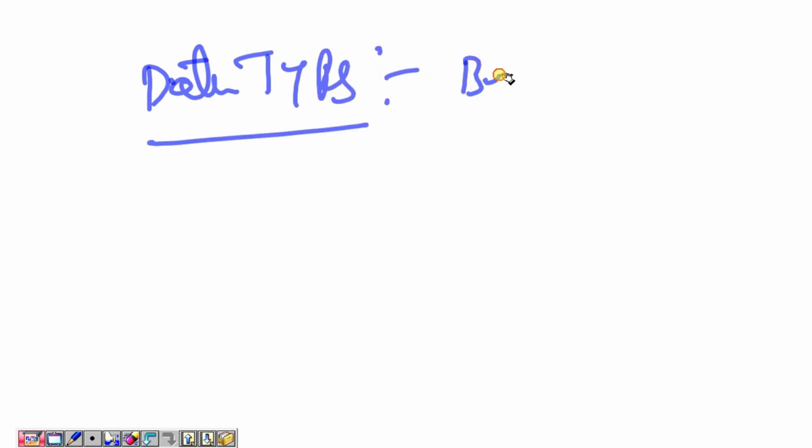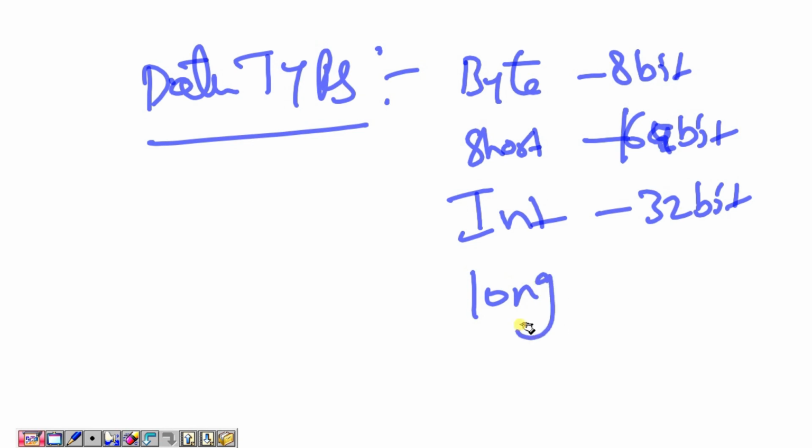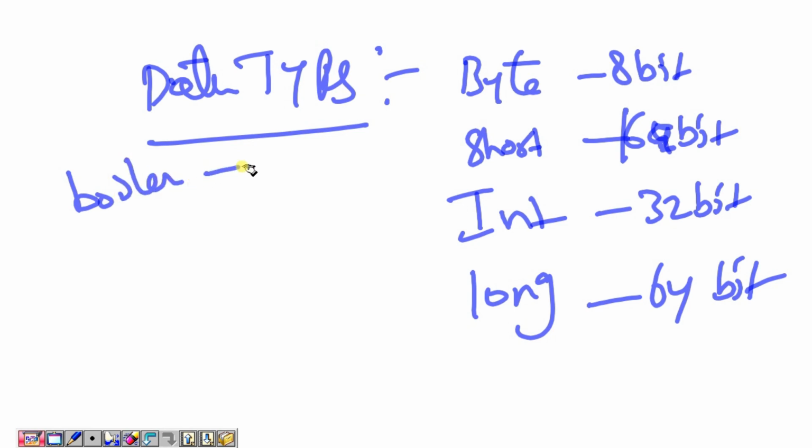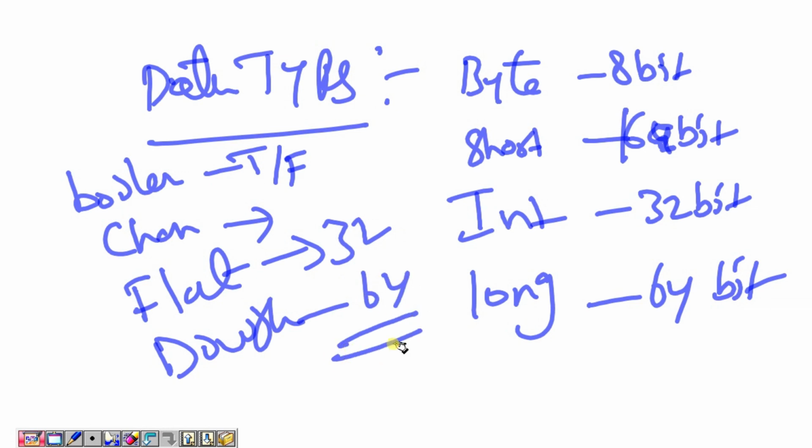This is a byte, it can store 8-bit data, and short, it can store 16-bit data, and integer, it can store 32-bit data. Long, it can store 64-bit data. Coming to the boolean, it can store either true or false. Char, it can store a single value. The other ones are float and double, for decimal points, 32-bit and 64-bit.